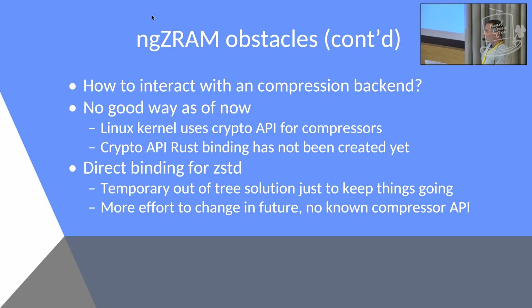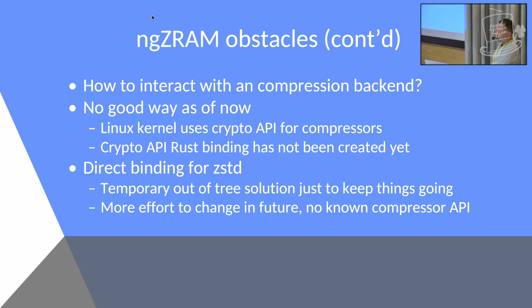Compression backend. Well, there's no good way as of now to do this, because the crypto API that the Linux kernel is using for all the compressors is nowhere near having a binding in Rust. So this is something that someone has to do. And since it's a relatively complex API, this is not going to happen tomorrow.